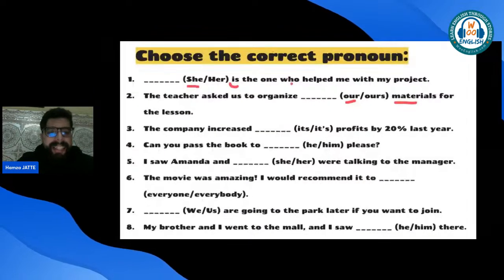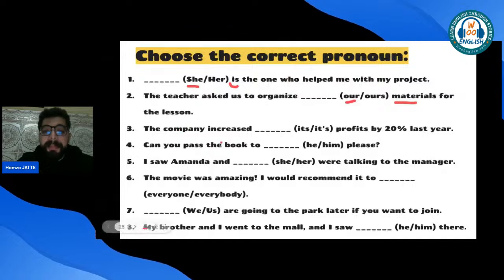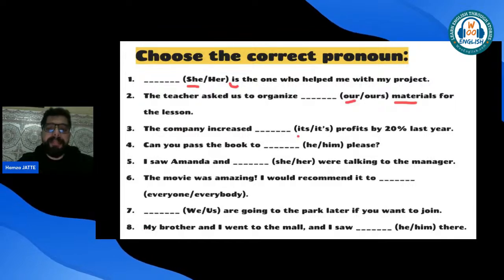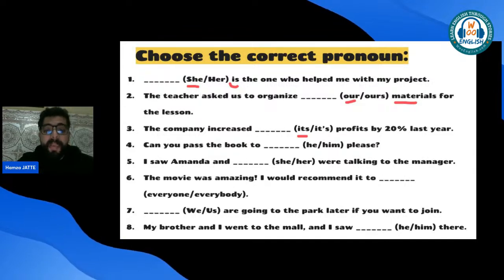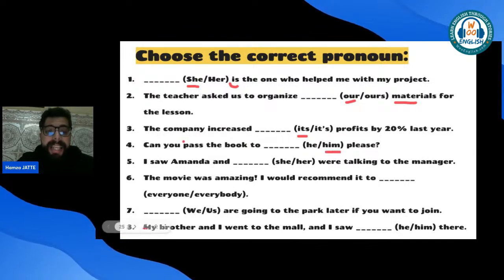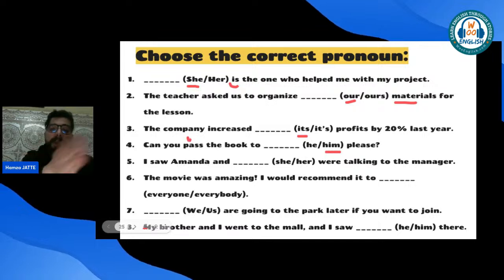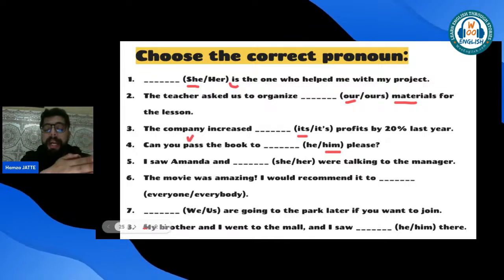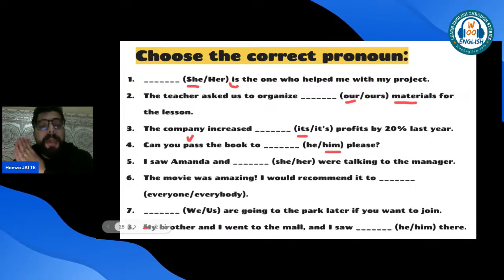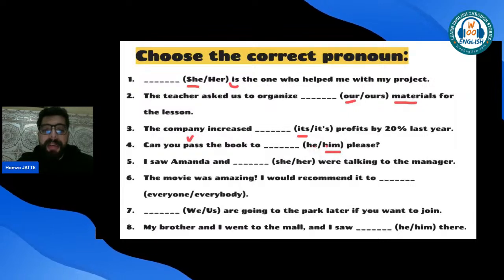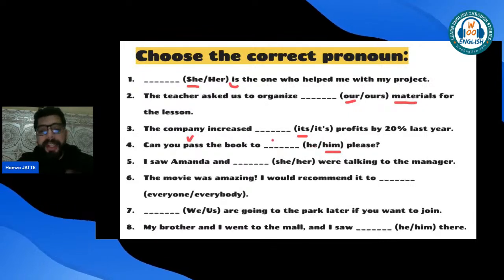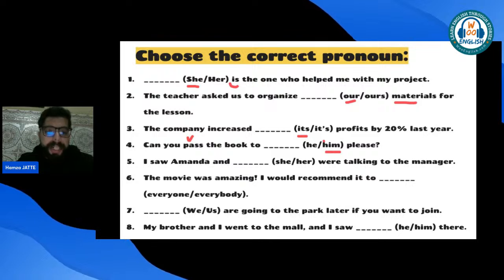So the company increased its profit by 20% last year. Can you pass the book to him, please? Why? Because the verb is here. So if it is before the verb, we use a subject pronoun. If it's after the verb, we use an object pronoun. This is a subject pronoun. This is an object pronoun. And since it is after the verb, we should use the object pronoun.